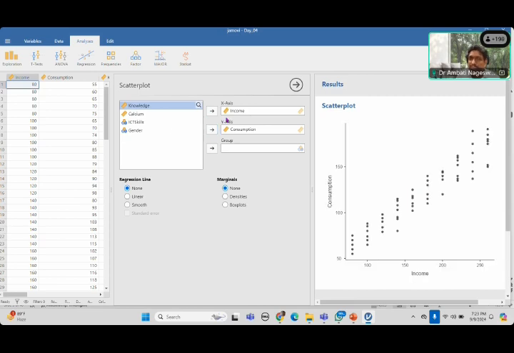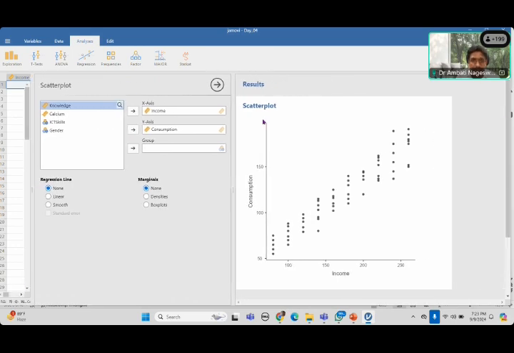One is income. Second one is consumption. Now, the moment I have selected both the variables, in the right side, that is the results window, you are able to see that income I have selected as the x-axis, consumption is the y-axis. Now, it's showing the data, from somewhere 30, 40 onwards to 250, 280 plus somewhere, right?